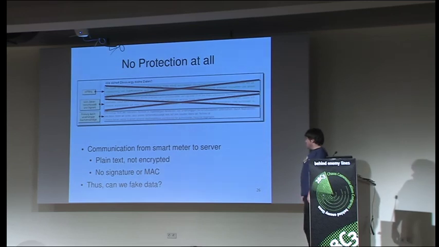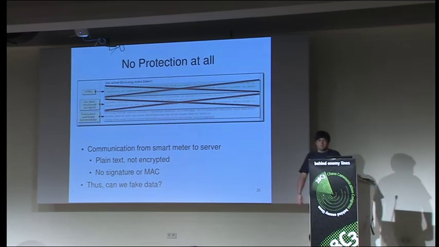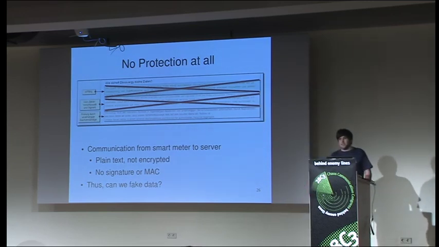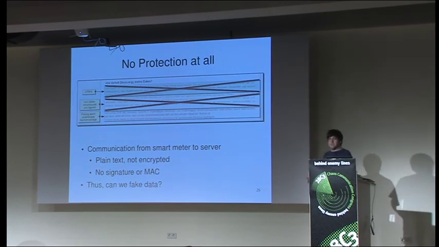Thus, I was quite curious: is it possible for me to fake the data? I don't want to hack the smart meter. There are some fancy seals on it, and you can't open it, and I didn't want to destroy this. So I thought, when I send my own packets, it may be a little bit confusing when the smart meter is sending its own packets. So I took the cable out of the smart meter so it had no connection anymore.